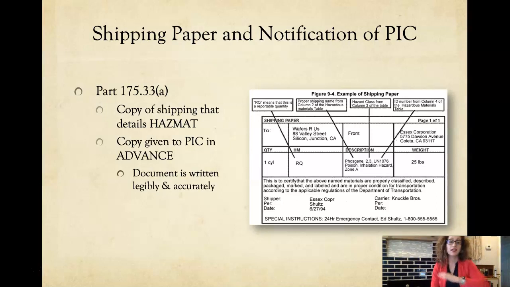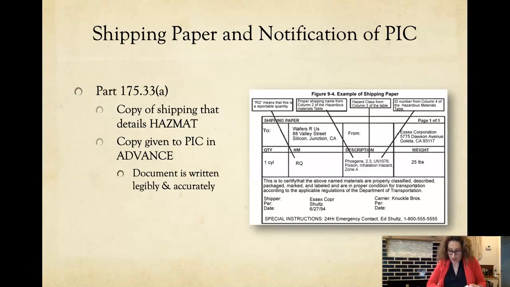Okay, this one I want you to highlight and know for the test, 175.33. This is probably one of the more important parts of the regs for my pilots and dispatchers. So it says, and do you guys see the black vertical bars alongside the page? What did that mean? It means there's a change, right? A revision, addition, something like that.